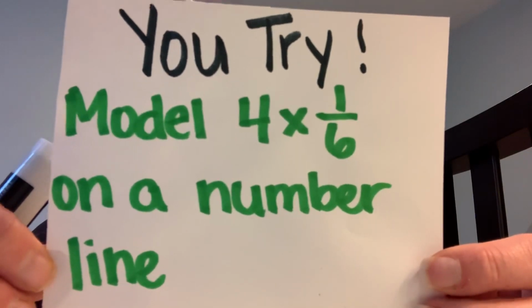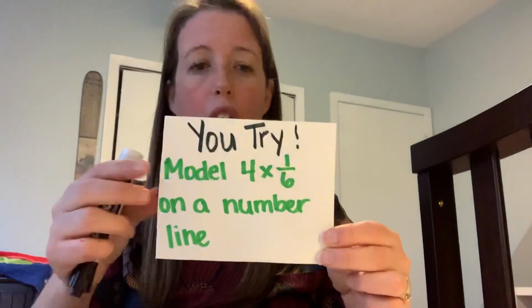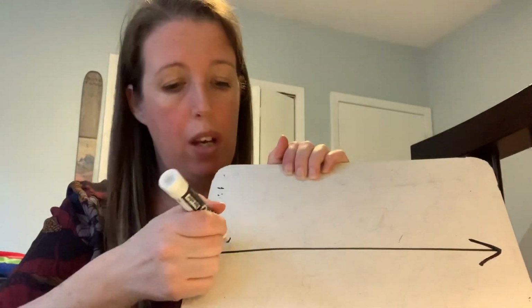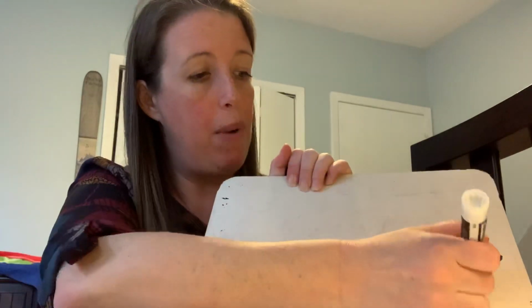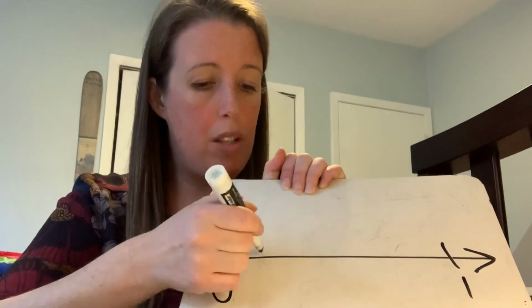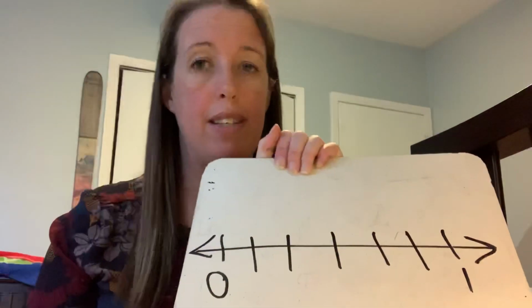All right, let's take a look. And remember, at any time, if I'm going too fast, you can just press pause until you're caught up. So I'm modeling 4 times 1/6. So hopefully you said, okay, my number line needs to be broken into 6 parts. So I have my arrows because number lines continue. My 0, my whole, and I'm going to split this into 6. So 1, 2, 3, 4, 5, and then 6.